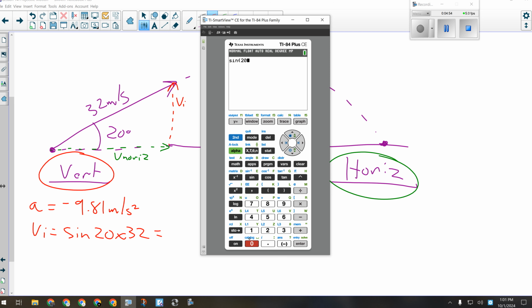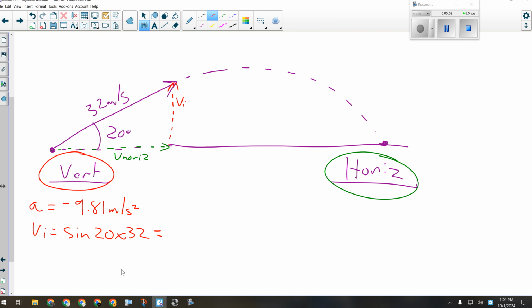All right, so the initial vertical velocity is 10.94 meters per second up. Since the launch point and the impact point are level, what do we know about VI and VF?